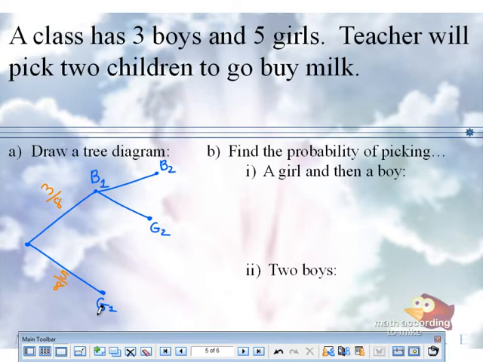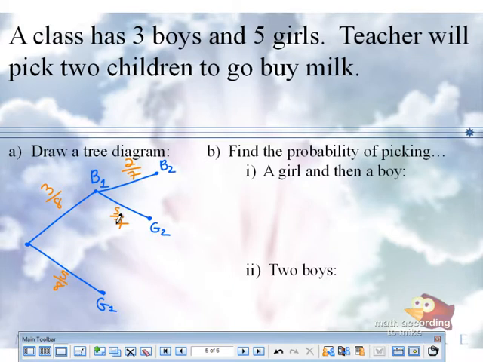Assuming the teacher picked the boy first, because we are branching off the boy first line, what's the probability she picks a boy second? 2/7. So she picked a boy, so there's now only 2 boys left. She picked a child, so now there's only 7 kids left. Still assuming she picked a boy first, what's the probability she now picks a girl? 5/7. Because assuming she picked a boy first, she didn't pick a girl yet. It's still right. Is it okay?